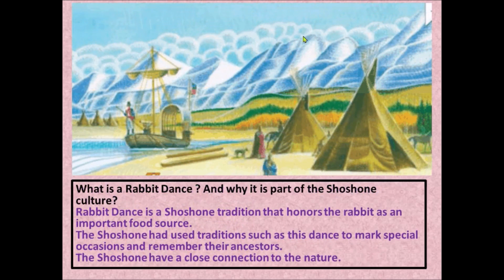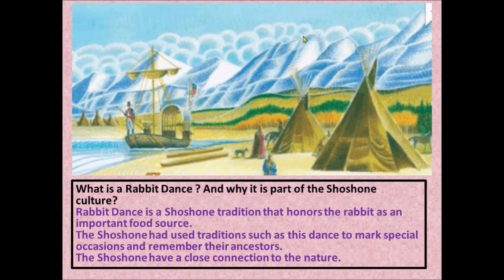What is a rabbit dance and why is it part of the Shoshone culture? The rabbit dance is a Shoshone tradition that honors the rabbit as an important food source. The Shoshone had used traditions such as this dance to mark special occasions and remember their ancestors. The Shoshone have a close connection to nature.